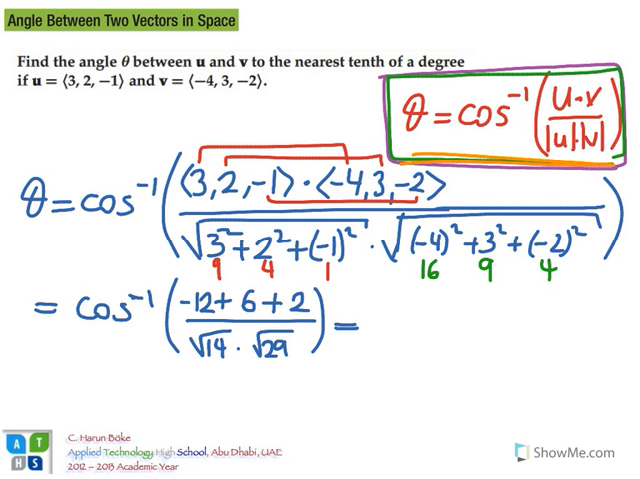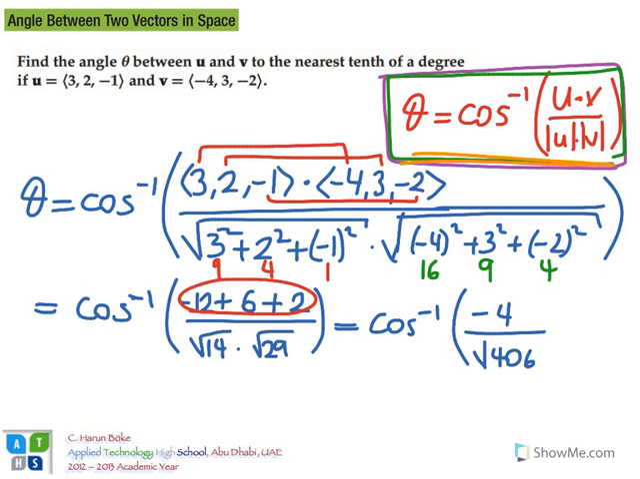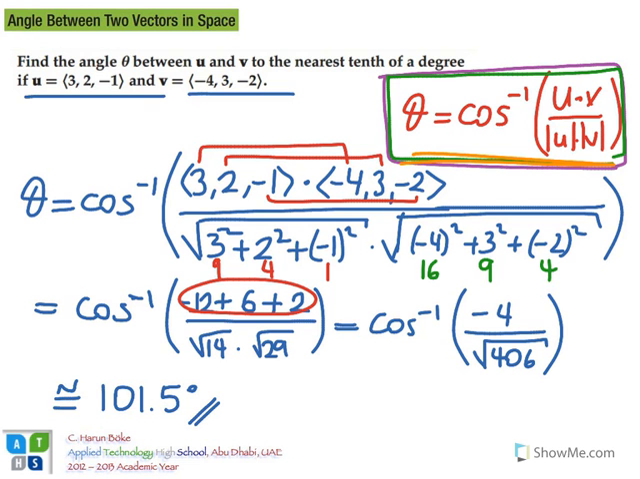Further simplifying, the numerator is -12 plus 6, which is -6, plus 2, which is -4, over the square root of the product 14 times 29, which is 406. Now is the time to take the inverse cosine. You will approximately find 101.5 degrees. This is the angle between the vectors u and v.